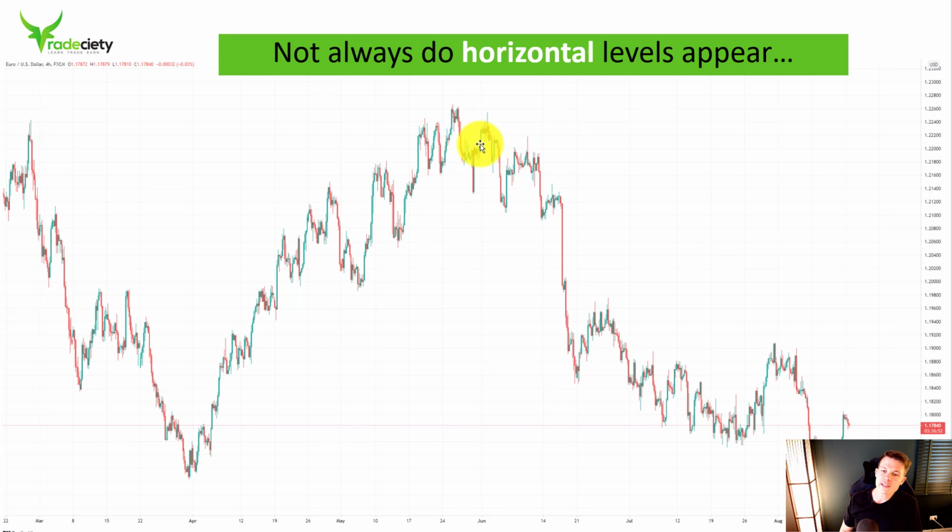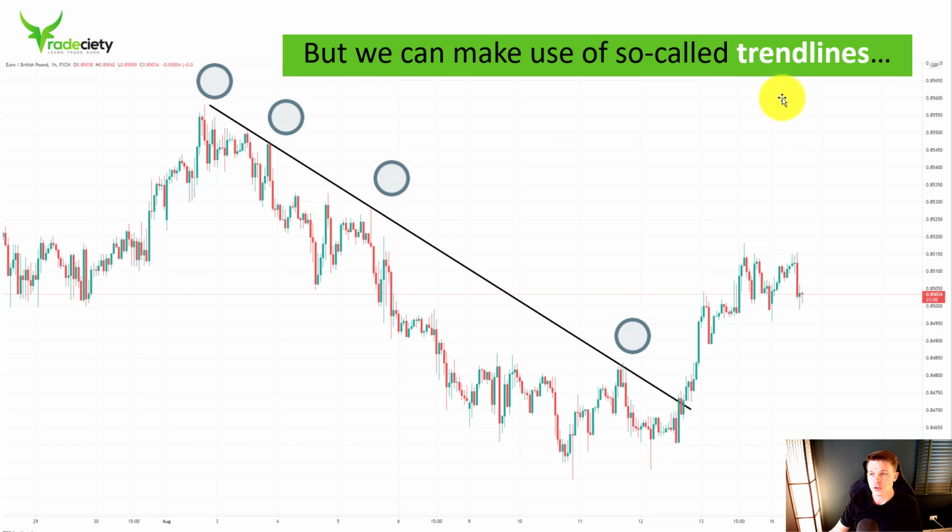However, not always will we be able to use horizontal levels. Also, there are periods where horizontal levels don't really fully work. And for those periods, we can then choose our so-called trend lines. And trend lines are great because they help us, as the name suggests, to describe trending markets. And here you can see we are able to connect the highs in a downtrend. So we are able to use the swing highs, 1, 2, 3, 4, 5. And we have a great trend line.